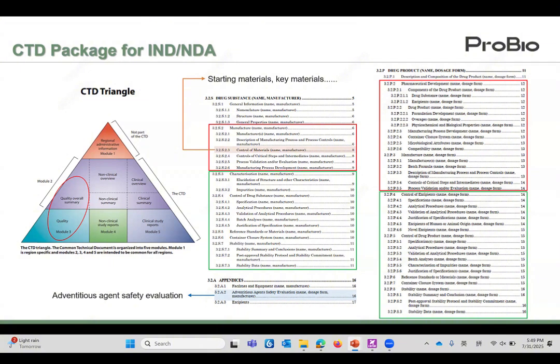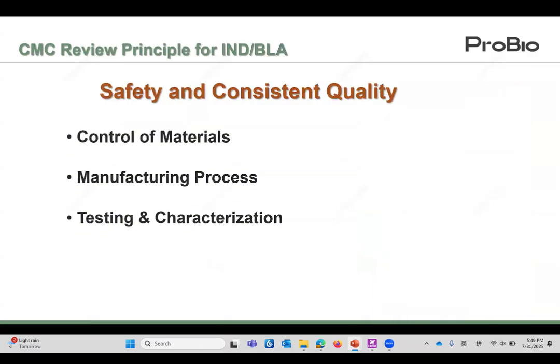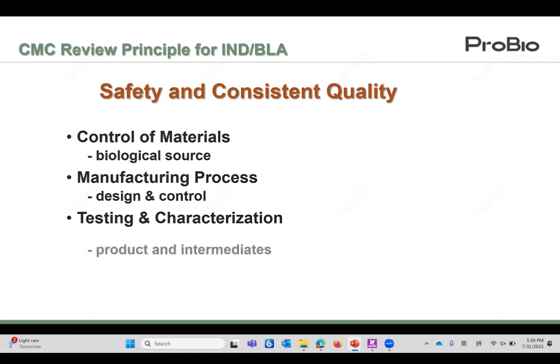Okay, so in the next few slides, I would like to talk about manufacturing and control. As mentioned, for the CMC part, we have materials, manufacturing, and testing. For the materials, especially for some biologic sources, we have special requirements. For the manufacturing part, we have to show the agency how you design the manufacturing and how you do the control. And for the testing, not only the drug substance and the drug product, we also have some intermediates. So we also do a lot of testing on intermediates.